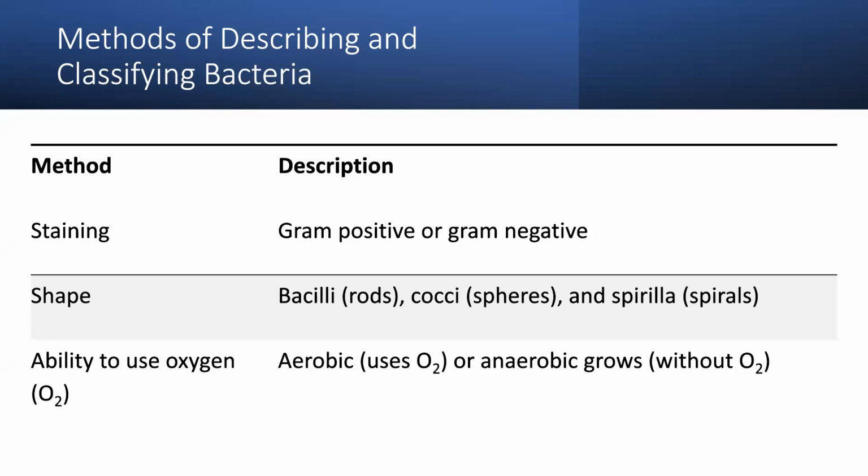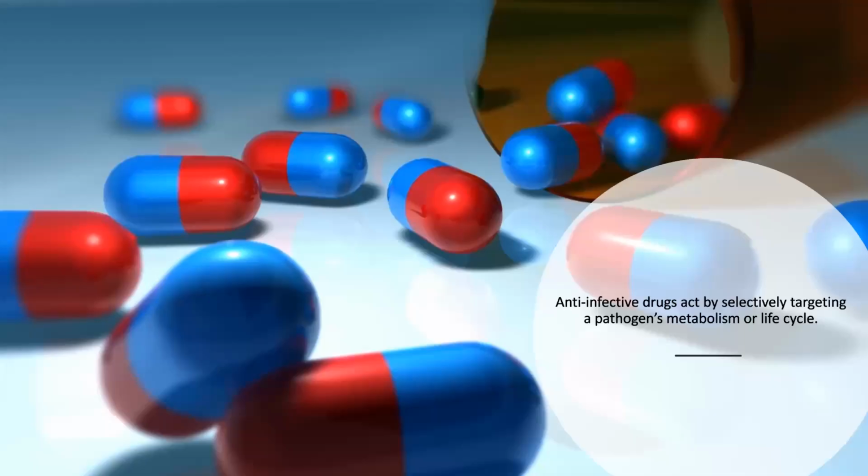Then we recognize them by shape. If it's a rod shape, we call them bacilli. If it's a sphere in shape, cocci. If they're spirals, they're spirilla. Then we also find out some bacteria are present in the presence of oxygen. They're called aerobic, and some without oxygen, we call them anaerobic bacteria.